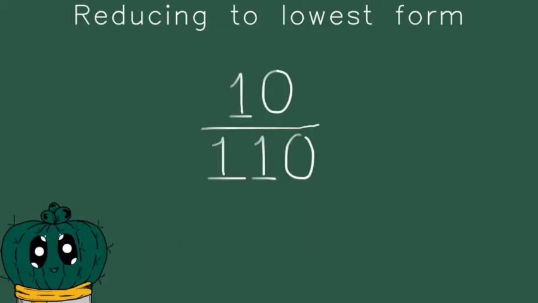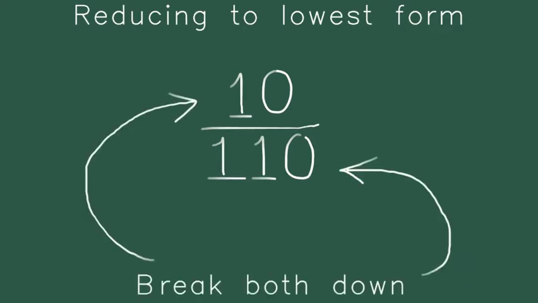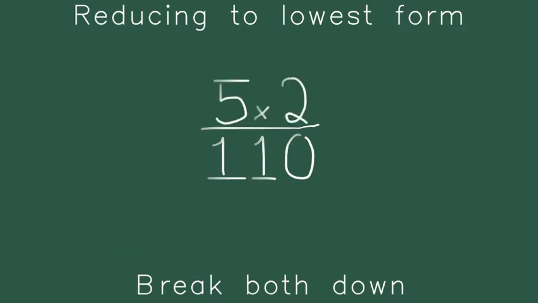Now let's try an actual number. Again, 10 divided by 110. Let's find out how you're going to reduce this. First of all, you need to break both of them down. Can you break 10 down? Of course you can. You can say 5 times 2 is equal to 10. What about 110? You can say it is equal to 11 times 10. Yes, 11 times 10 is equal to 110.